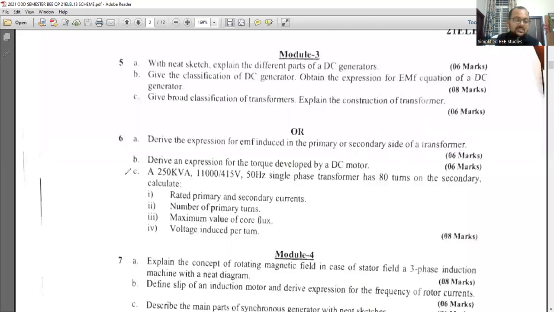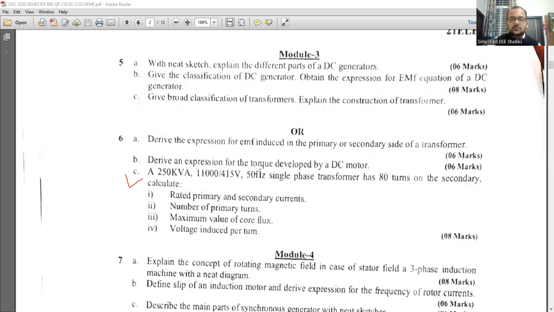So question number 6C. Can you read the question? Whenever you are reading the question, please note down the important points, the key points. Given data: a 250 kVA power rating of the transformer is given, 11,000 by 415. 11,000 at the primary side, 415 at the secondary side.